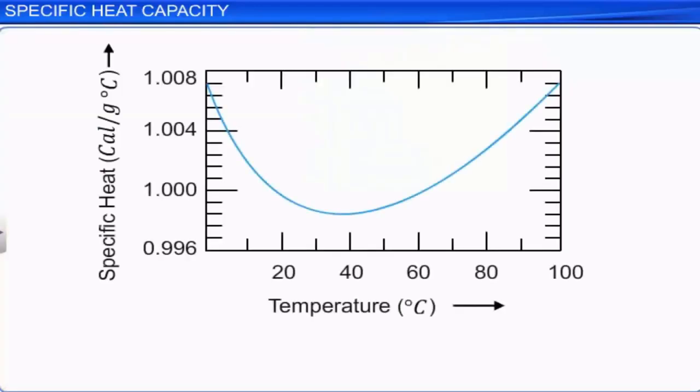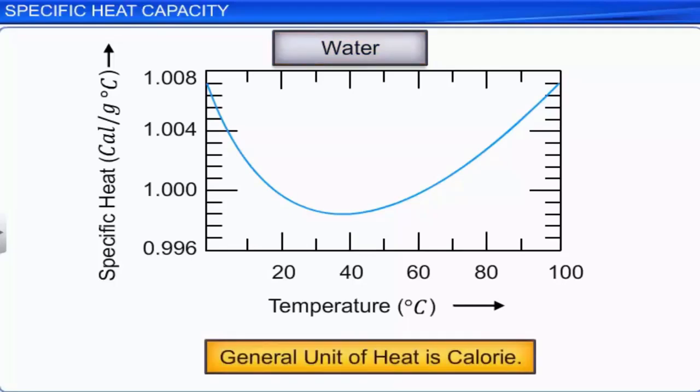The specific heat capacity of a substance also depends on its temperature. Different amounts of heat are required for a unit rise in temperature of a unit mass of a substance at different temperatures. For example, the variation of the specific heat capacity of water with temperature is as shown. This is why a specific temperature range is given in the definition of calorie, which is a general unit of heat.